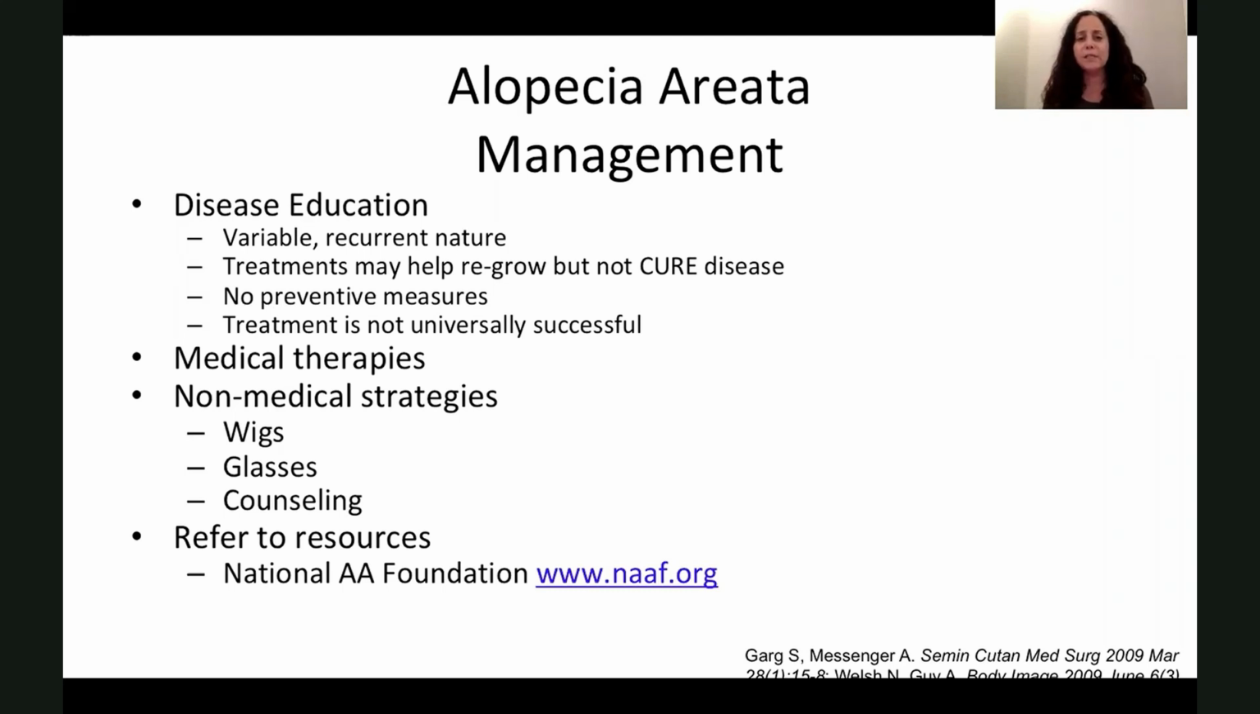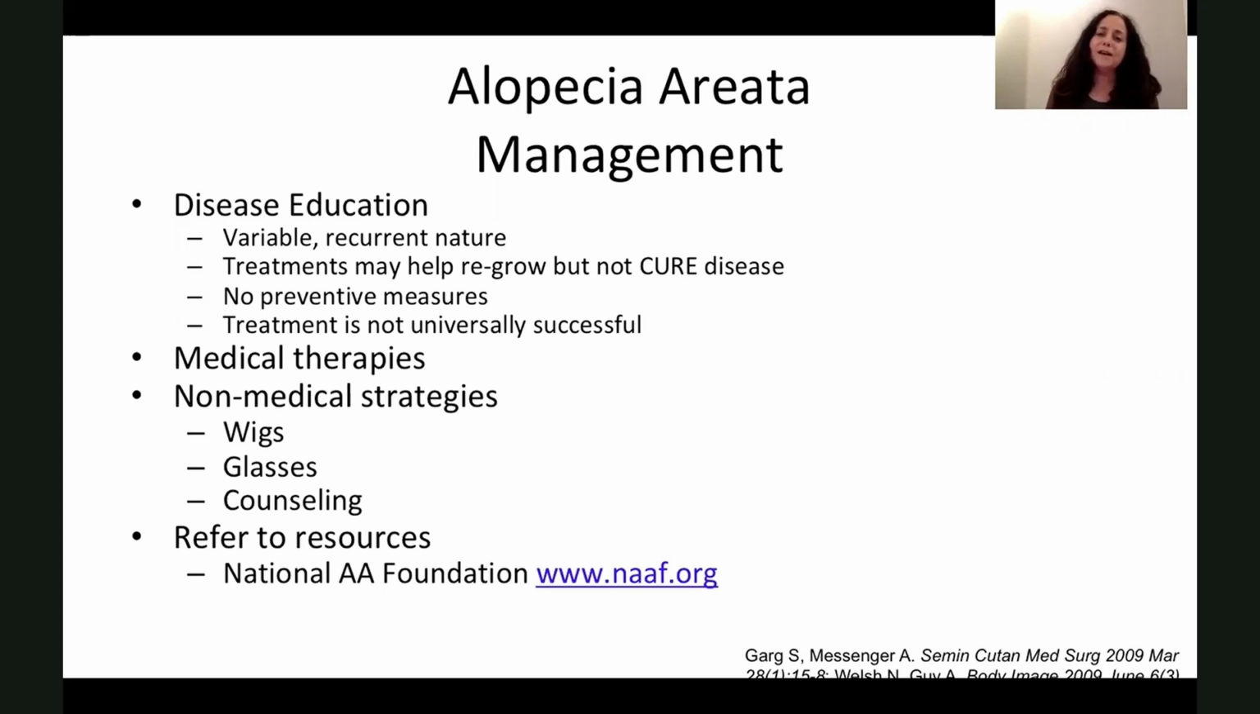The first, of course, is disease education. Patients always need to understand the condition. And this is a variable and recurrent condition where the goal of therapy is to try to regrow hair in the affected areas. It's unfortunately not at this point to cure the disease. And there's no real preventive measures. Treatment, unfortunately, is not always universally successful.